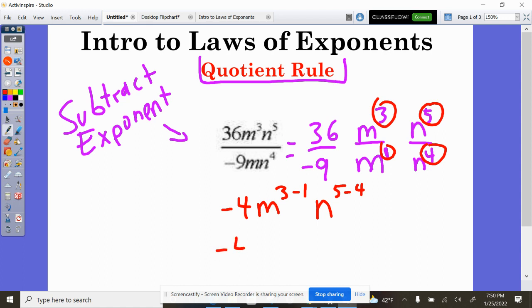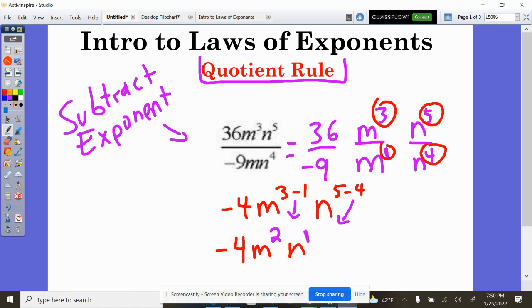I'm going to rewrite this real quick. The negative 4 comes down, and then the m will be 3 minus 1. That would give us a positive 2. And then we are going to go with the n, and if we subtract that, the 5 minus 4 is going to give us a positive 1.